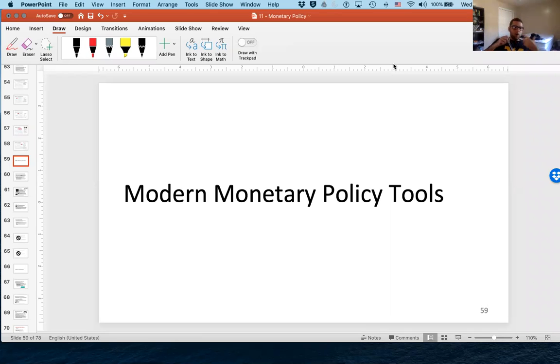So we talk about the traditional monetary policy tools, right? So let's talk about the modern monetary policy tools. After 2007, 2008, the Fed had to come up with new tools in order to expand the monetary policy in the U.S. and as well other types which contract monetary policy as well. There are new tools available to the Fed that were first implemented after 2007, 2008.